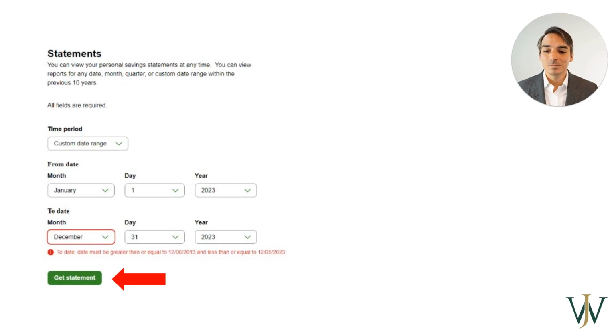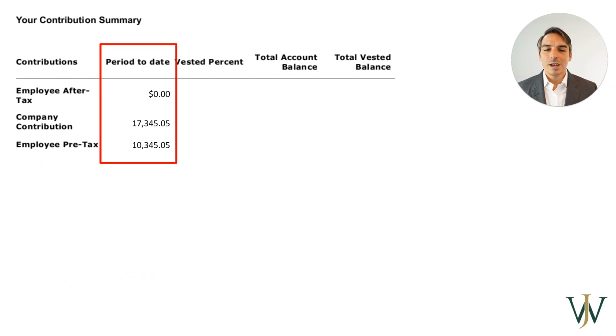Run that statement. Once we run that statement, you want to scroll down to about 2/3 of the way through the statement to get to the section that says Your Contribution Summary. This breaks down the contributions by source, and that's what's really important. Specifically, you want to be focusing on the employee after tax, the company contribution, and the employee pre-tax. You want to make sure these numbers are maxed out for the 2023 year.